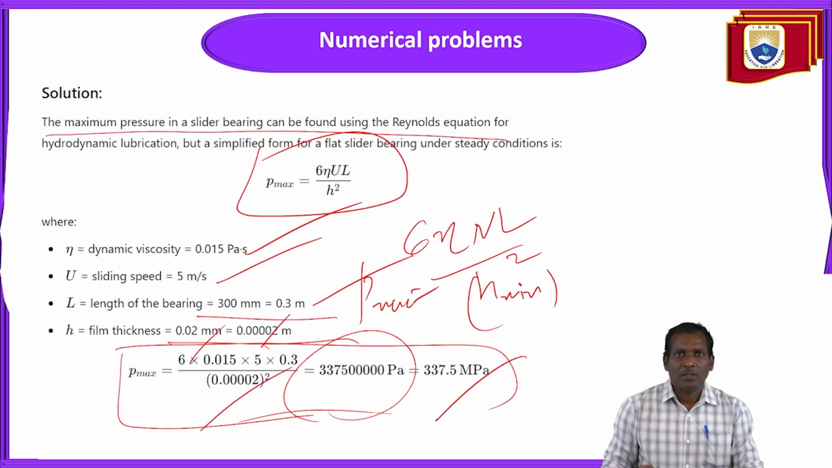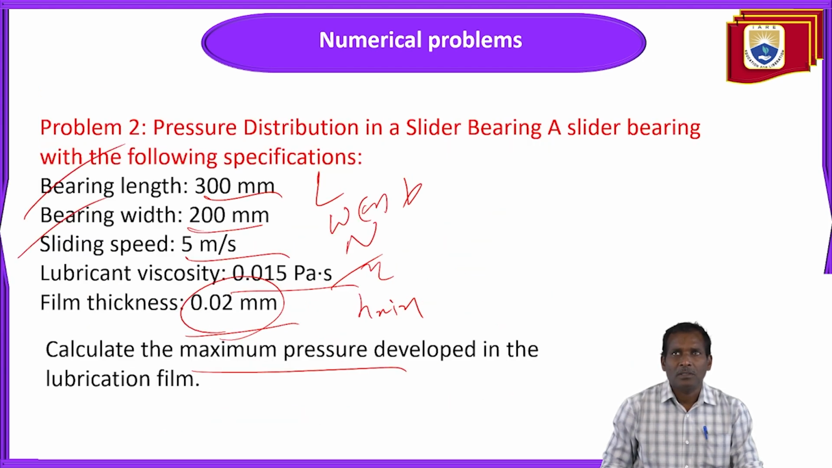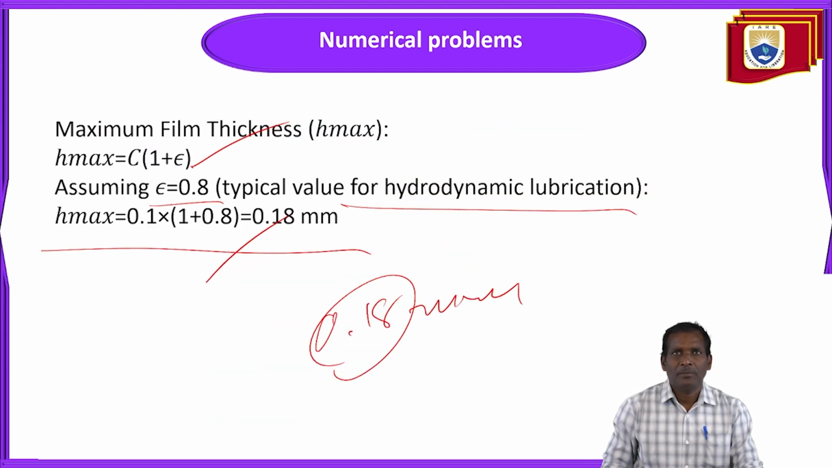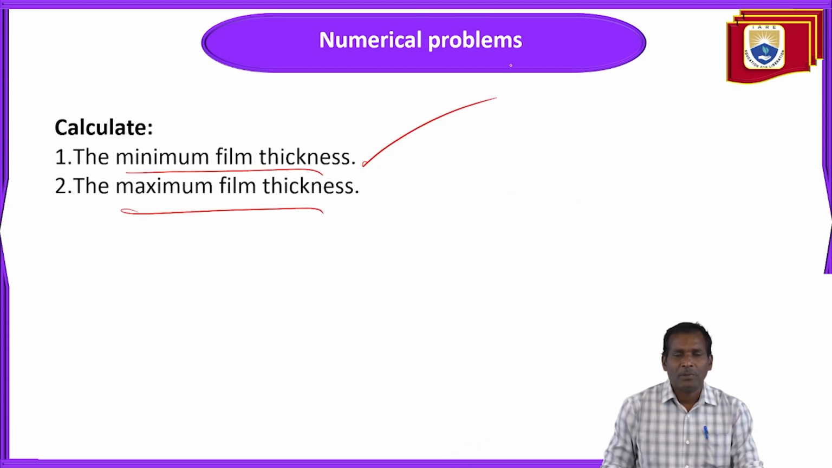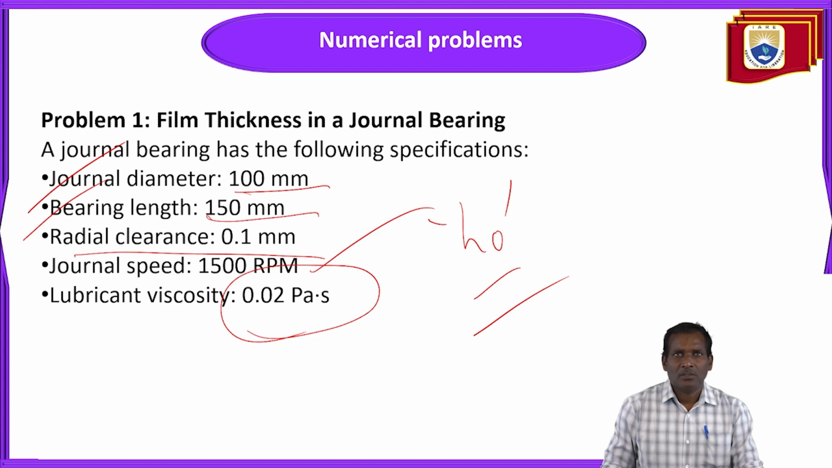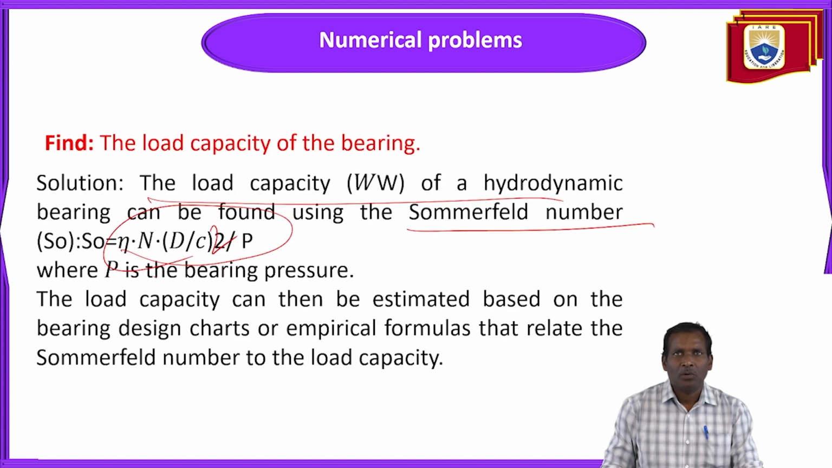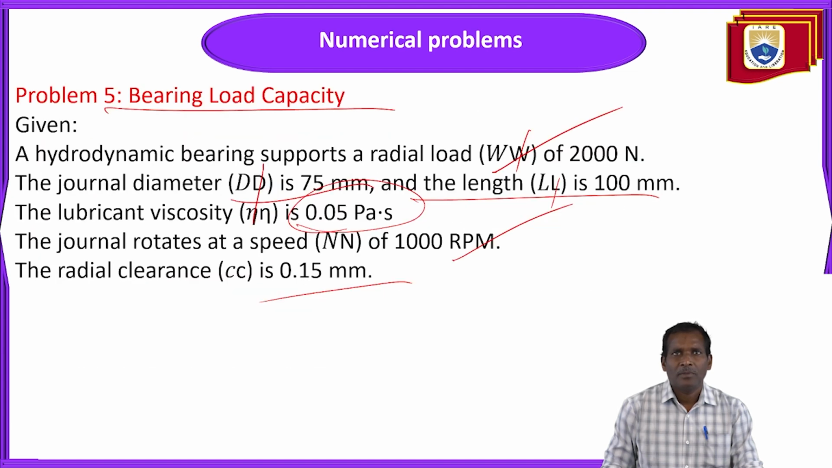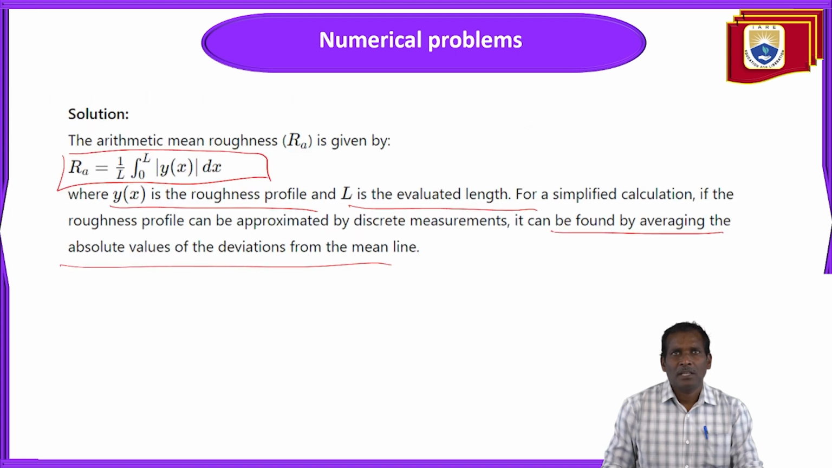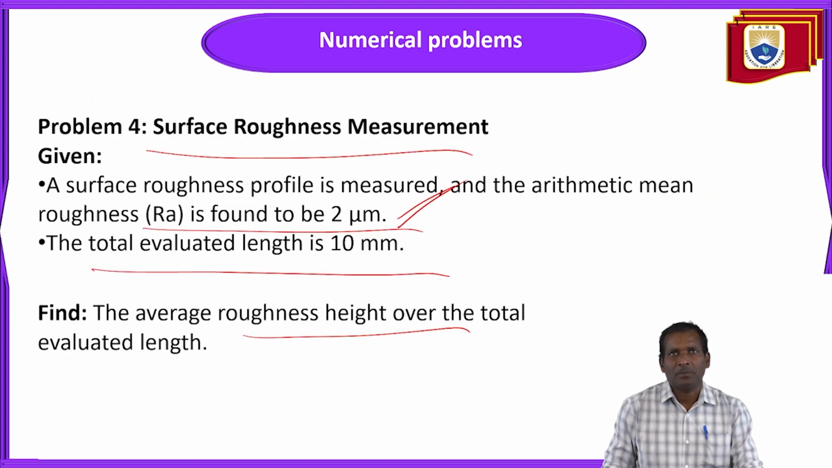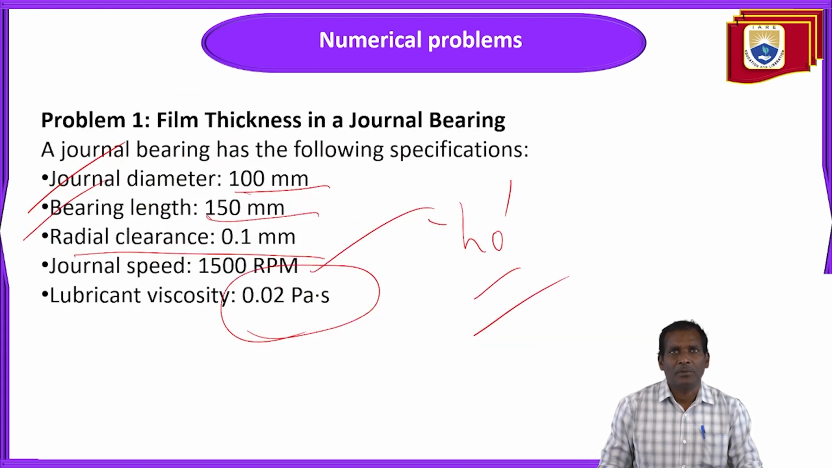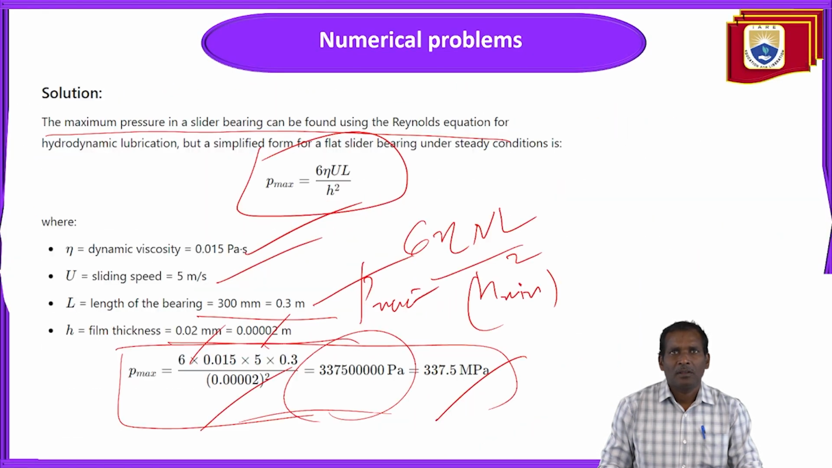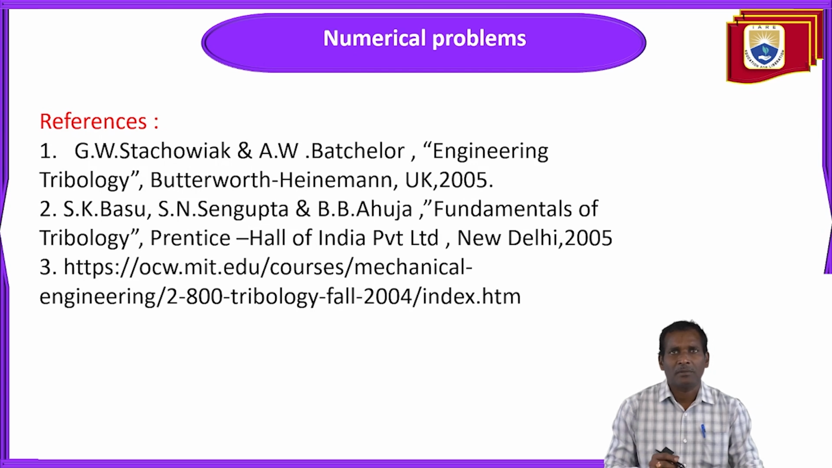So like this, you need to calculate the problems related to sliding bearings and oil film thickness, then maximum film thickness, journal bearing problems, the load capacity of the bearing, and then surface roughness measurement. Detailed surface roughness calculation we will see in the next video. These are the references I have taken for this problem.